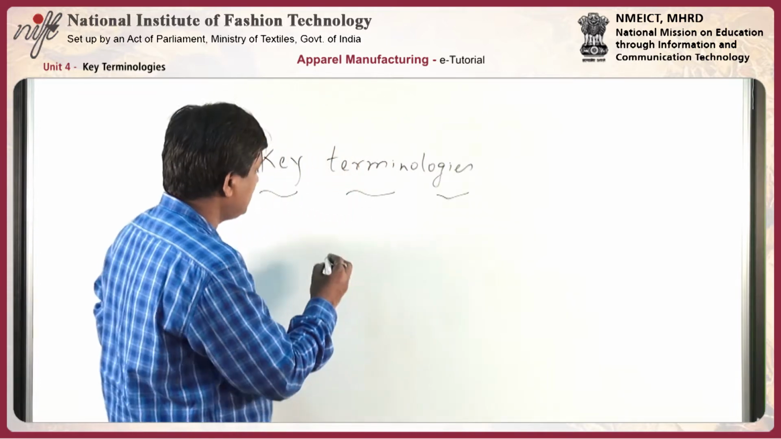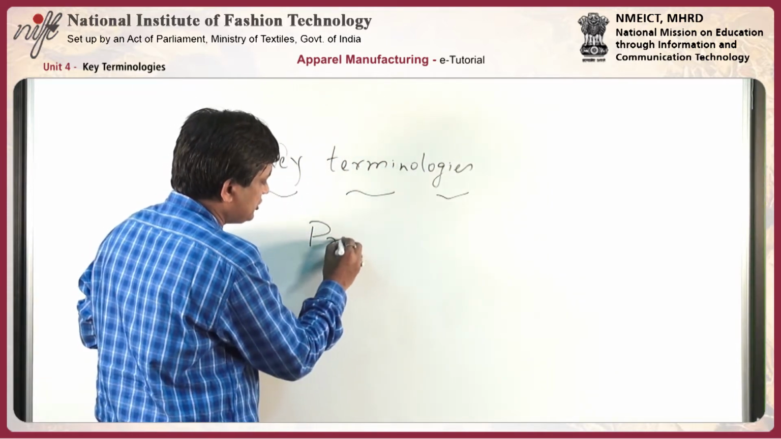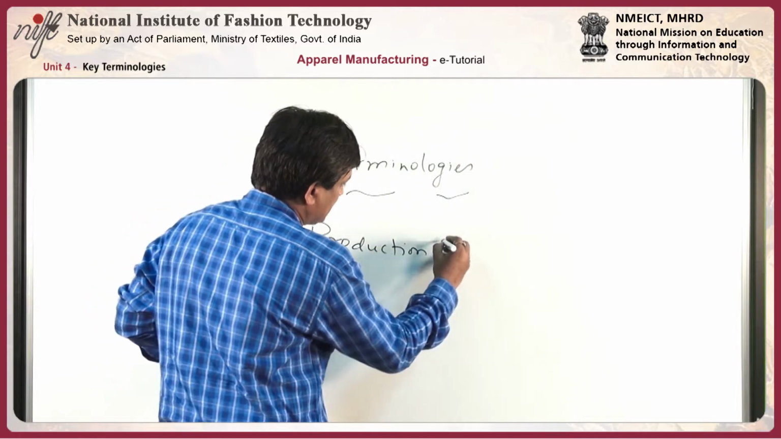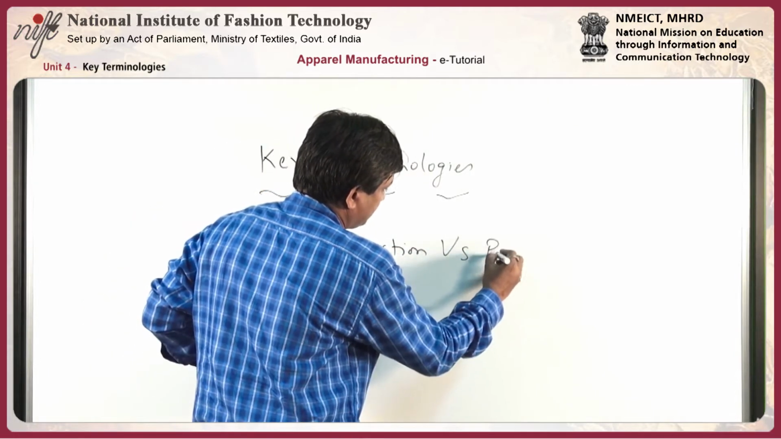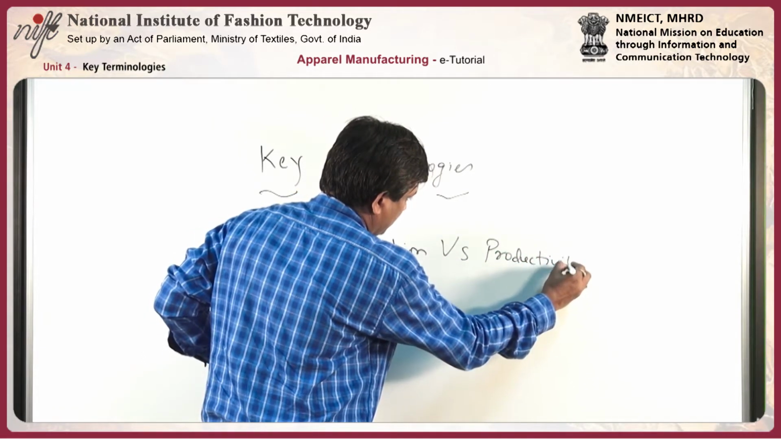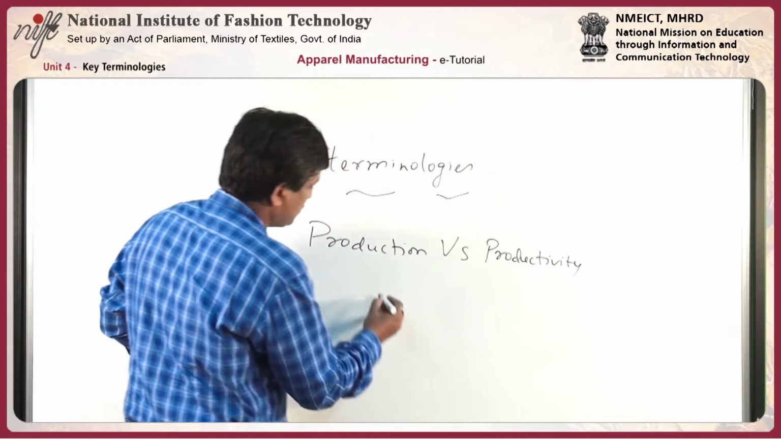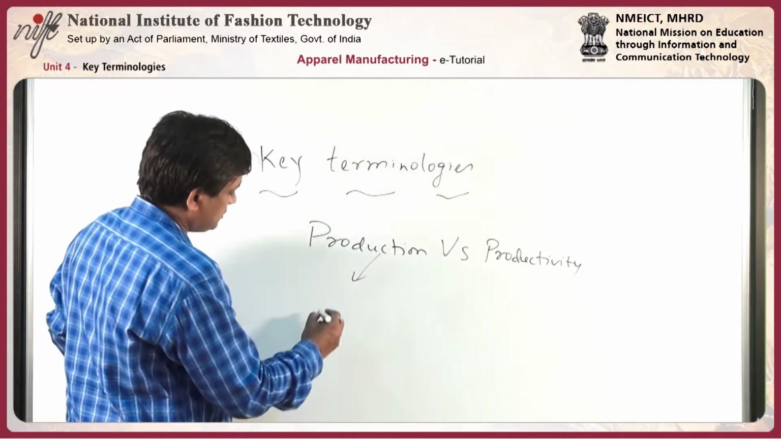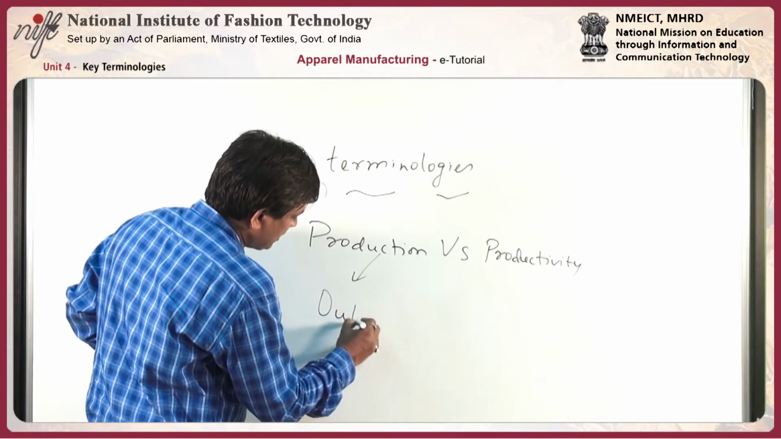The two terms are there. This is the production and productivity. So, what is production? Production is nothing but the output. What we are producing.